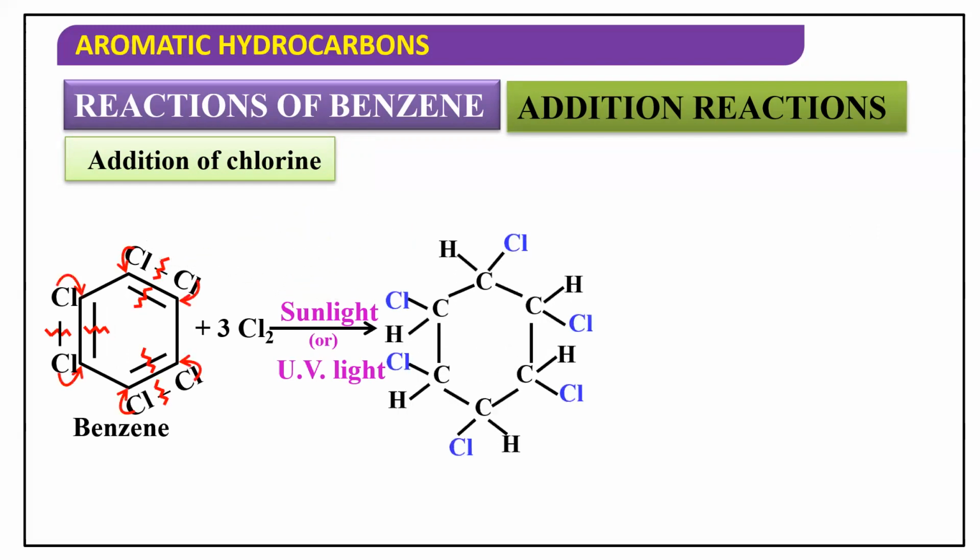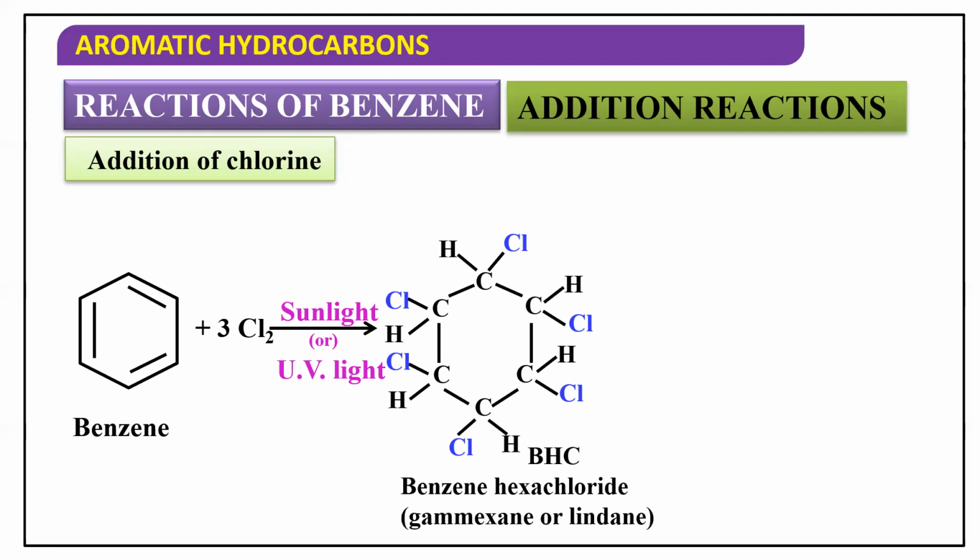benzene hexachloride. So chlorine atoms will get added. Benzene hexachloride is also called BHC in short, which is benzene hexachloride. It is also called by certain common names, gamexane or lindane.